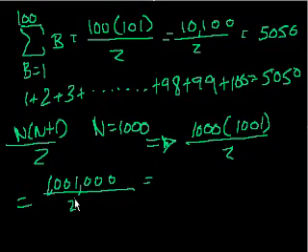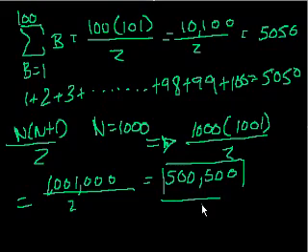Anyway, divided by 2. And what is that? Let's see, this is a million. Half of a million is 500,000. 500,500. And that would have taken you forever to do manually. But based on this formula we just got, you know how to do it very, very quickly. So that's the arithmetic series.